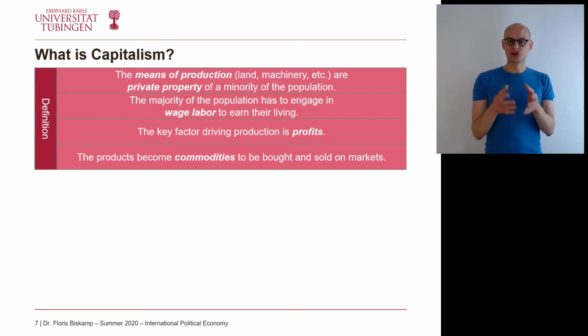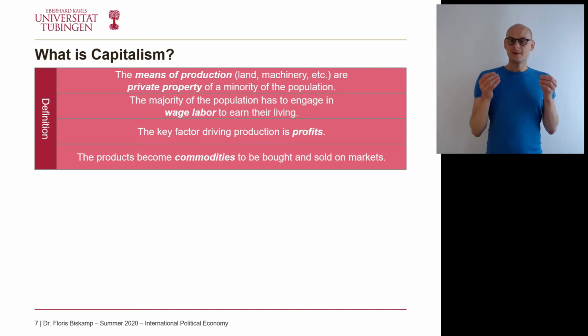and these individuals who own this privately, they can then determine what will happen with this means of production. Secondly, the majority of the population, which does not own the means of production, they have to engage in wage labor to earn their living. So if you don't have the stuff that you need to produce the stuff that you live from, then you have to obtain the stuff that you need somehow, which means you need money. And in order for you to get money, then you have to work, which basically is what most of us will have to do in their lives.